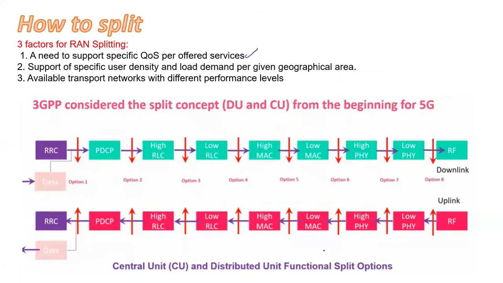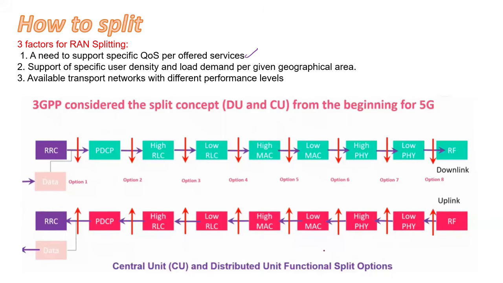So again, why are we here? As I mentioned before, we have different use cases like low latency for URLLC, high throughput for eMBB, and real-time and non-real-time applications, right? Second, there is also a specific need for specific user density and load demand for a given geographical area. So there are areas where there are lots of users and there are areas where we have few users. So there is specific support needed for these different kinds of applications.